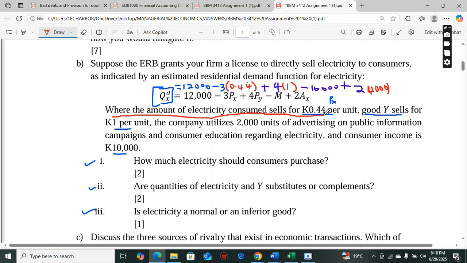And they would tell you the amount for good Y. As you can see here, they've told you good Y sells for 1 kwacha, so you know it's PY. M usually means income, so when you see M, it's income. A is advertising, you'll be able to tell that A is for advertising.